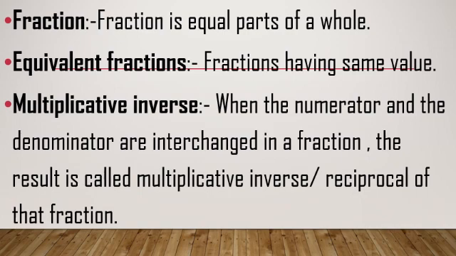Multiplicative inverse. When the numerator and the denominator are interchanged in a fraction, the result is called the multiplicative inverse or reciprocal of that fraction. Like 4 upon 7: when we take its reciprocal, it becomes 7 upon 4. First it was 4 upon 7. So the numerator becomes the denominator and the denominator becomes the numerator. That is known as multiplicative inverse.